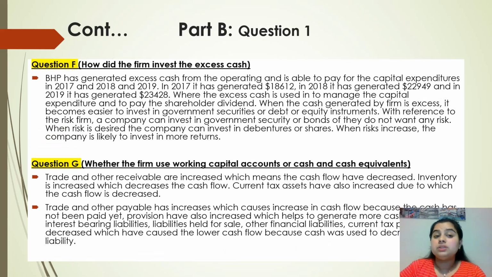Question F. How did the firm invest the excess cash? BHP has generated excess cash from operations and is able to pay for the capital expenditures in 2017, 2018 and 2019. In 2017 it has generated $18,612. In 2018 it has generated 22,949, and in 2019 it has generated 23,428. The excess cash is used to manage the capital expenditure and to pay the shareholder dividend.